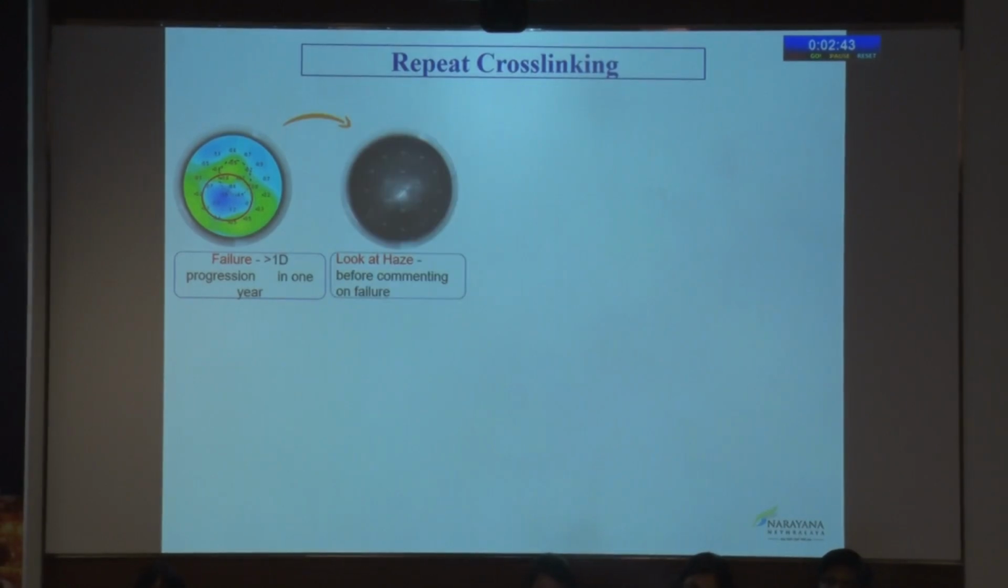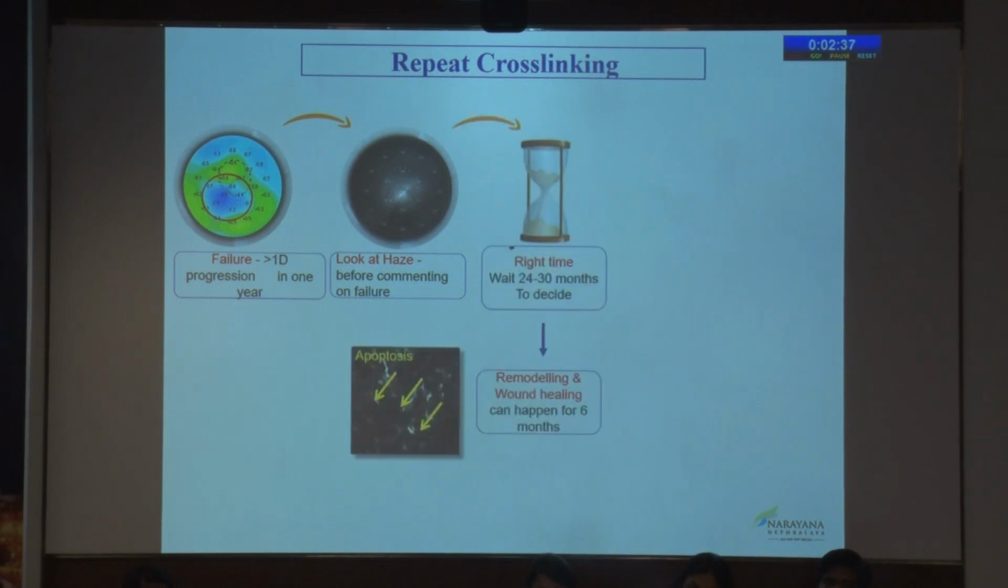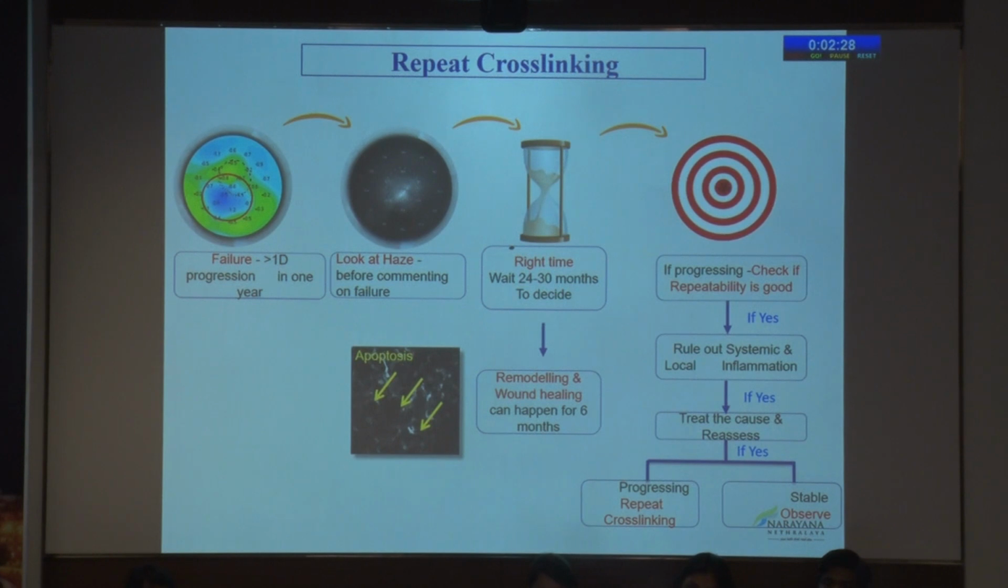Repeat cross-linking, when do we do it? So if you've documented a case of failure, look at the haze before commenting on the failure. Wait for 24 to 30 months to decide if remodeling and wound healing can result in a better outcome. And if it is still progressing, rule out systemic and local inflammations, treat the causes and reassess, and then go ahead with your repeat cross-linking.